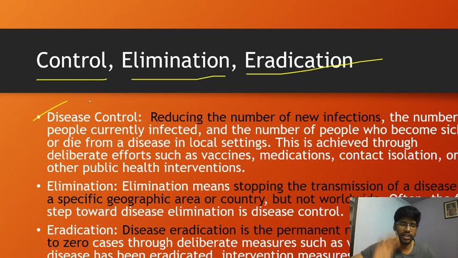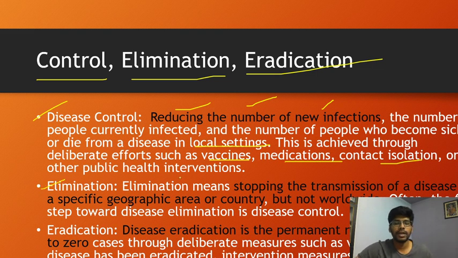What do you mean by disease control? Reducing the number of new infections. It is as simple as that. That means the number of people being diagnosed. When it comes to China, China has now established that the number of people being infected is very low. It has controlled the disease, right? This covers the number of people currently infected and the number who become sick or die from the disease in local settings. This control is achieved through different means: vaccines, medications, contact isolation or other public health interventions. That is disease control.